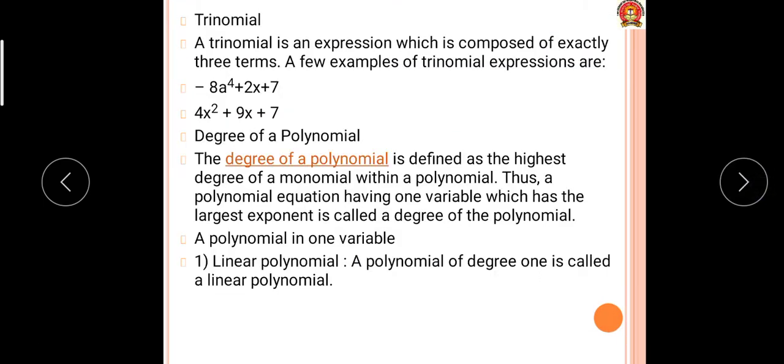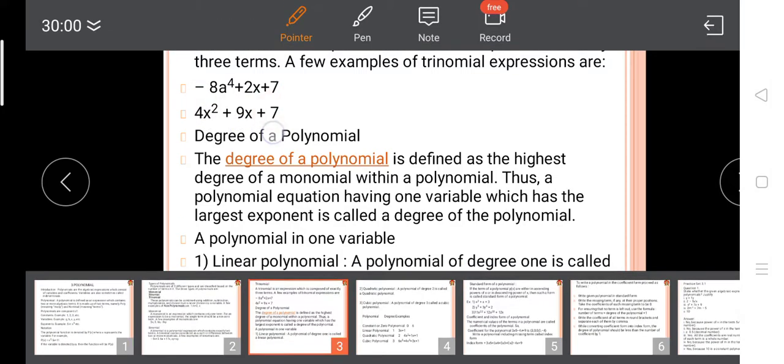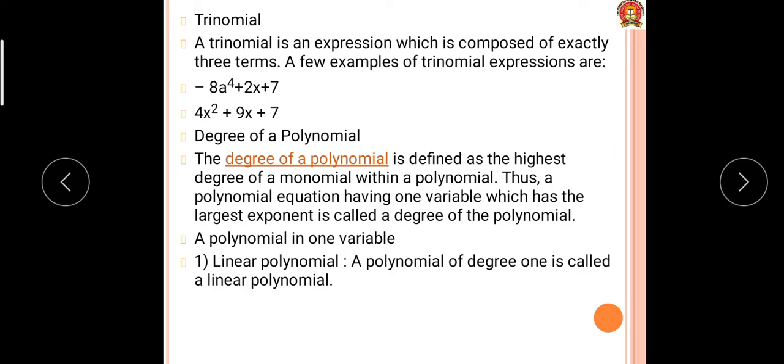Now the trinomial. A trinomial is an expression which is composed of exactly three terms. For example, minus 8x square plus 2x plus 7, and 4x square minus 9x plus 7. See, in the first example there are 1, 2, 3 terms. In the second example also there are 1, 2, 3 terms. Therefore this is an example of a trinomial. Other than that, with 4 terms or 5 terms, we can call it just a polynomial.